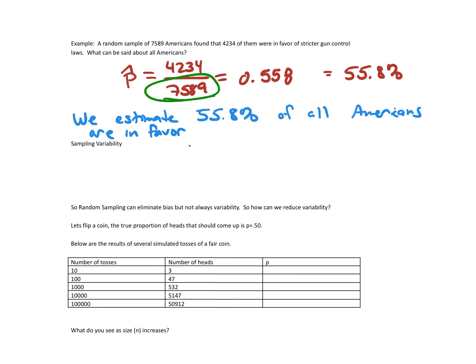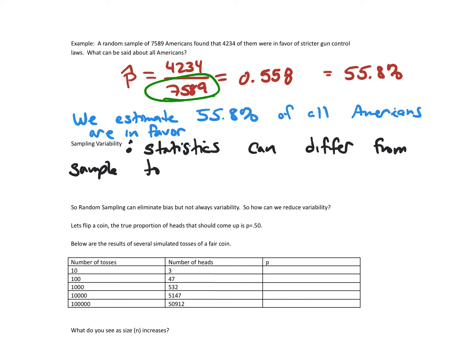Now, the reason this is a problem is one of the biggest problems we have is what's called sampling variability. So sampling variability says this. It says that statistics can differ from sample to sample and don't always match the population.